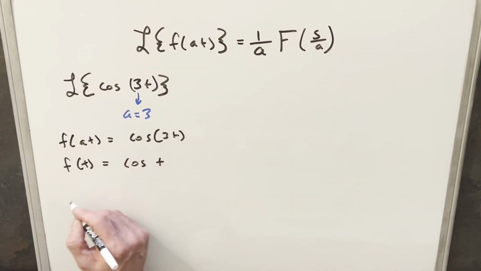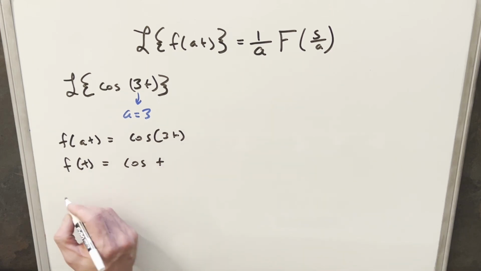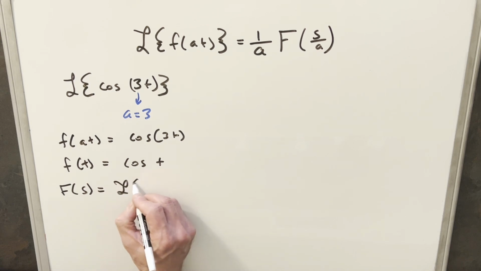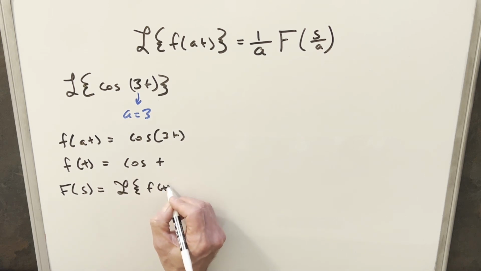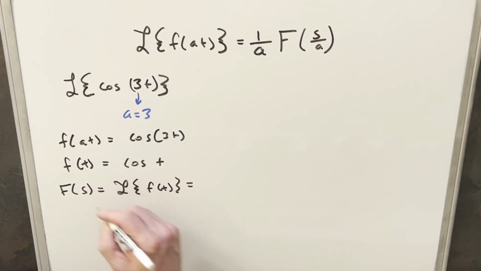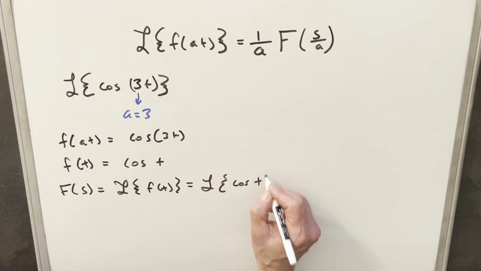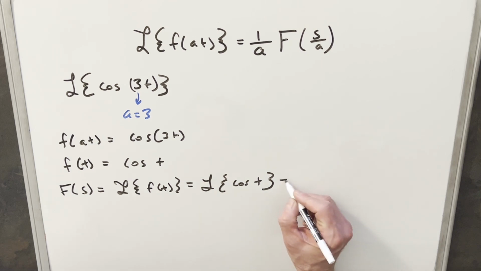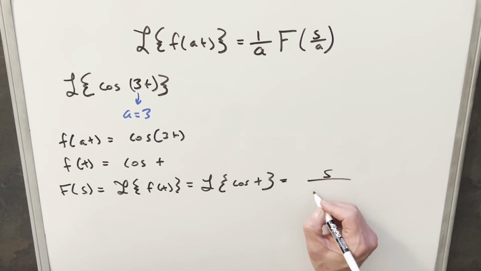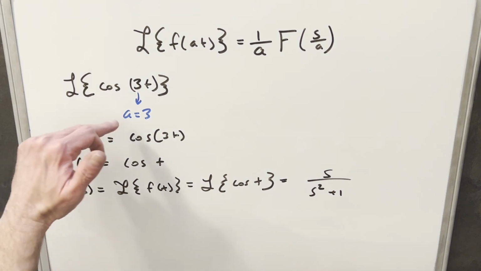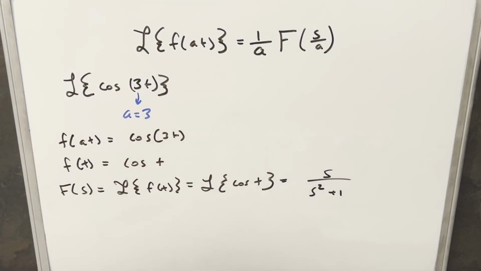So to set up this formula, instead of getting our f of s over a, if we just want our big F of s, we just want the Laplace transform of f of t. And so in this case, we just want to find the Laplace transform of cosine of t. So let's say that we already know this value. This is actually just s over s squared plus 1. But now that we have our big F of s value, we have our a value, so we can just go ahead and use this formula.